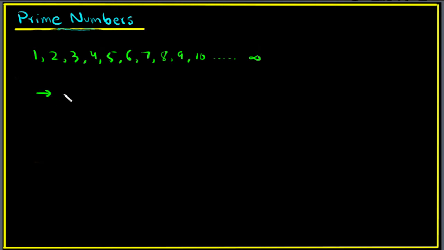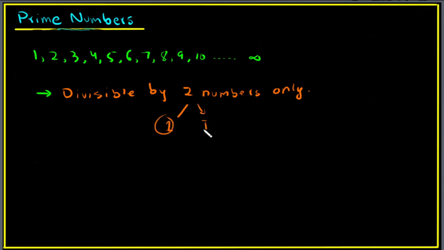The number should be divisible by two numbers only, right? But not any two numbers. It should be the only two numbers, where one of them is 1 and the other is the number itself, right? So it is this simple.